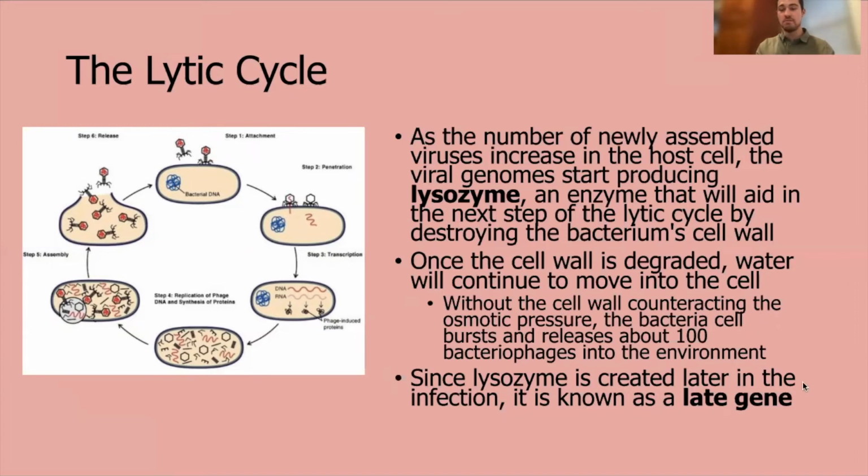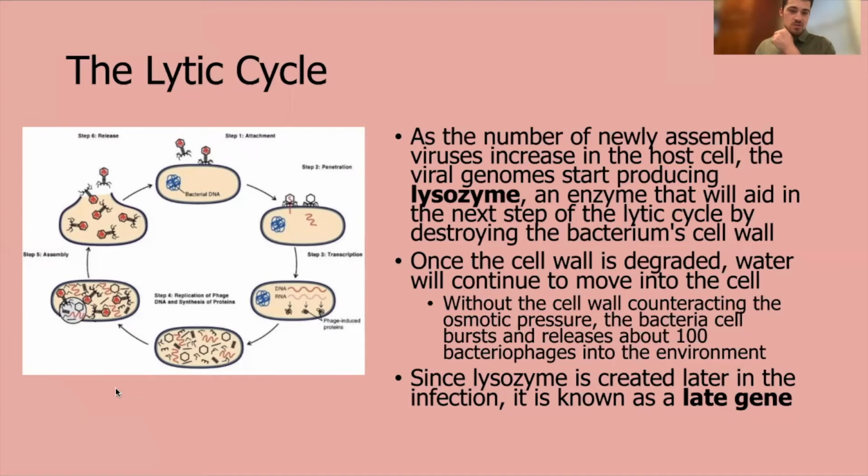Those 100 bacteriophages are then in the surrounding tissue. If they're in a colony of bacteria, they can very quickly find another bacteria, and the process begins all over again. They'll attach right to that wall, inject their DNA, and start this entire process over. And as I mentioned before, since lysozyme is created later in the infection, it is known as a late gene.